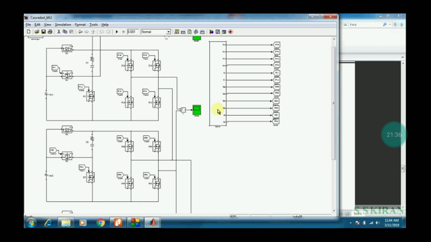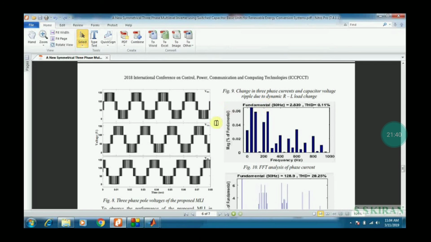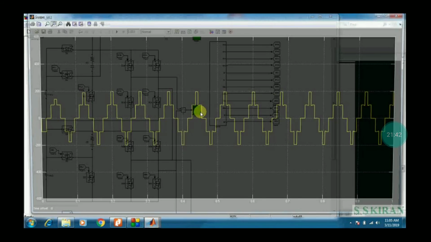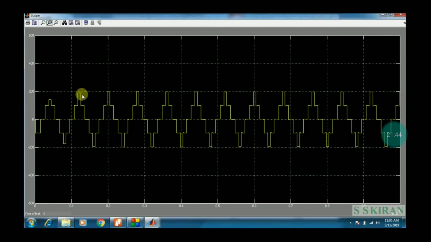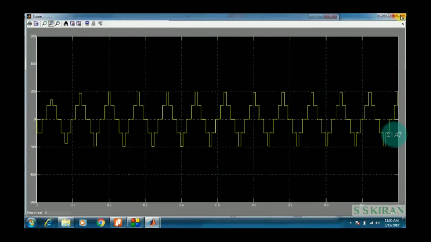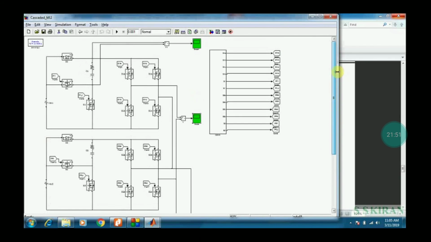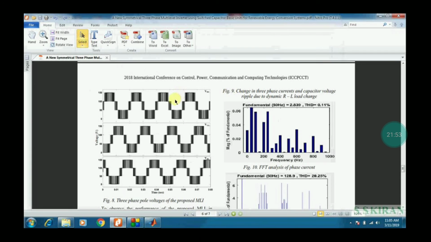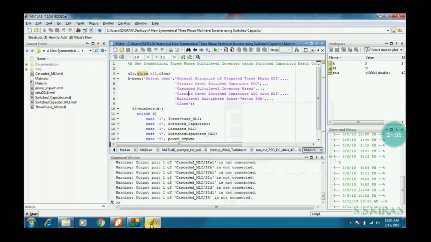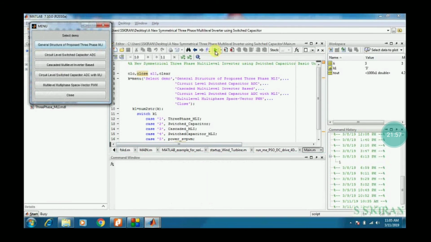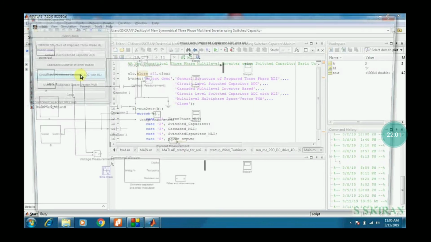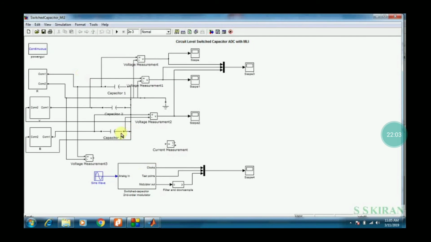Okay, this is MLA, cascaded MLA. See the outputs one by one, right? Click here. Okay, this is the one output waveform, that is 0 1 like that. Yes, come down. This is the 3-phase. That's why I can design like this. Yes, and one more circuit. Double click here. Then that is called ADC with MLA. Very simple. No need to execute.